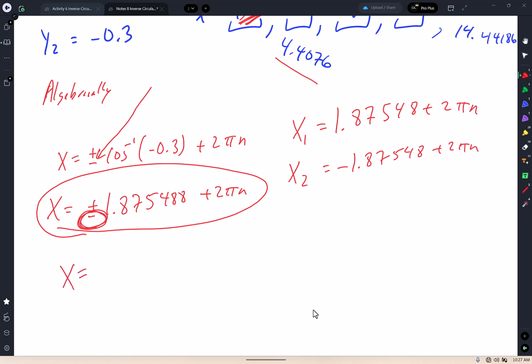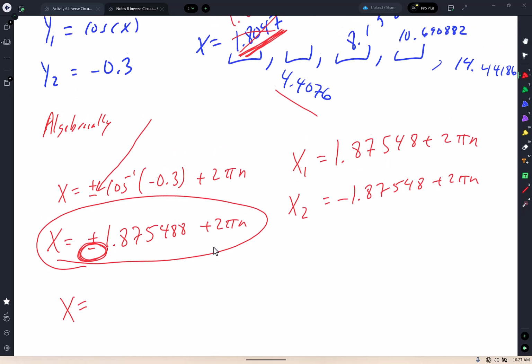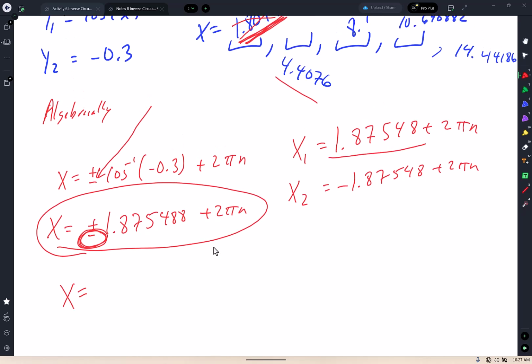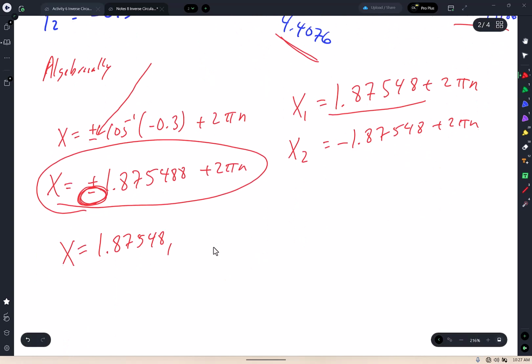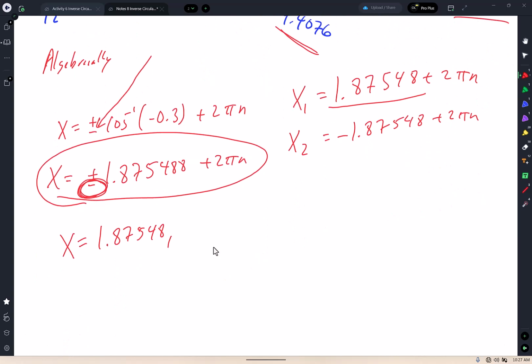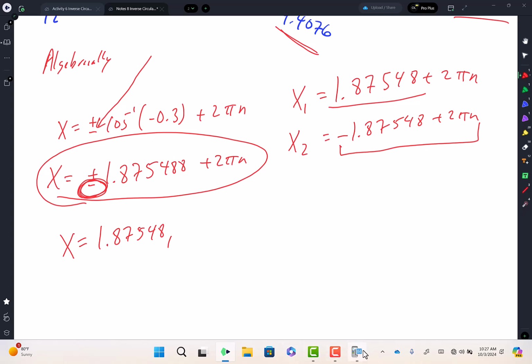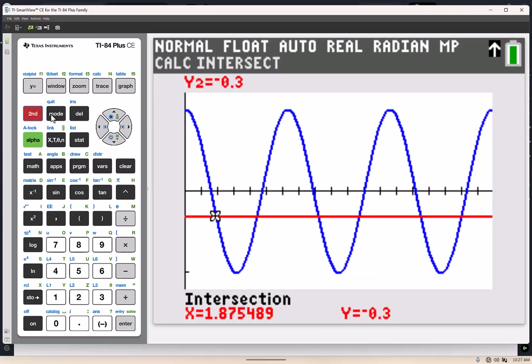You guys ready? The very first one I see is on this one, 1.875. So I'm going to write 1.87548. We're testing to see if we're going to get these numbers right here. The second one, where's the second one going to come from? From x2. I'm going to take this number and I'm going to add what to it? Yeah, perfect, 2 pi. You can say it loud, guys.